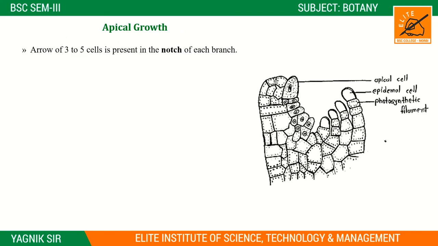So an array of 3 to 5 cells is present in the notch of each branch.